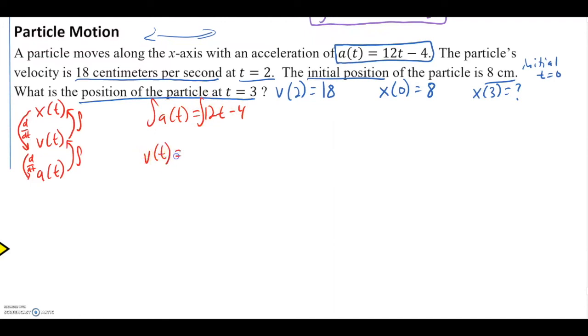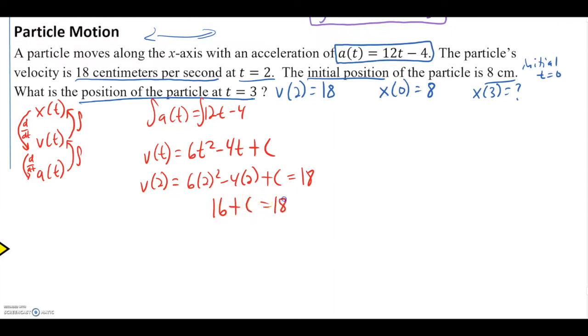So we'll start from our a of t function and integrate both sides. This will get us back to our velocity function. Integral of 12t will be 6t squared. Integral of this 4 will be 4t, plus c. And we'll use our initial information about velocity to help us out. We know that v of 2 will equal 6 times 2 squared minus 4 times 2 plus this constant, and our result needs to be 18. This will simplify to 16 plus c equals 18, and our c value is 2. So our actual velocity function is 6t squared minus 4t plus 2.